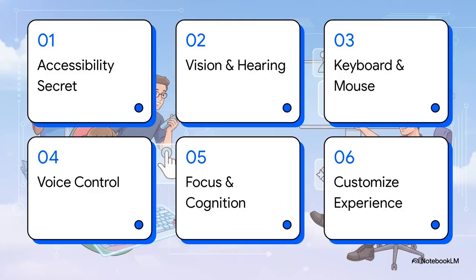So, here's our roadmap for The Explainer. We'll uncover the accessibility secret, look at tools for vision and hearing, rethink the keyboard and mouse, explore hands-free voice control, learn to boost focus, and finally, wrap it all up with an ultimate cheat sheet to customize your experience.